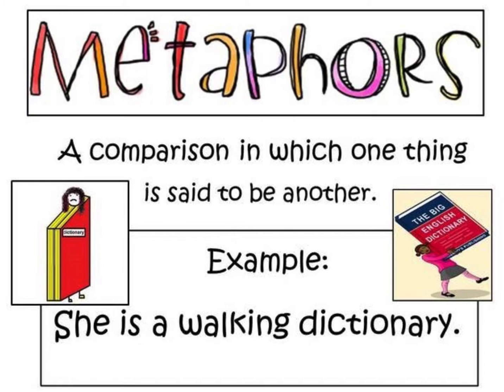Metaphor, a comparison in which one thing is said to be another. Here's an example. She is a walking dictionary. Obviously, the girl is not really a walking dictionary, but it must mean that the girl knows a lot of vocabulary words. She must be very smart.